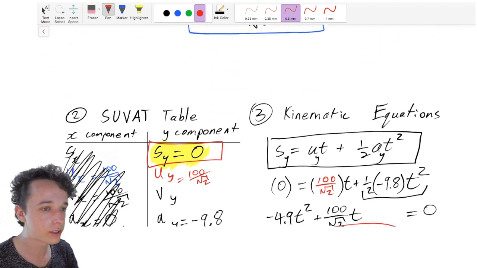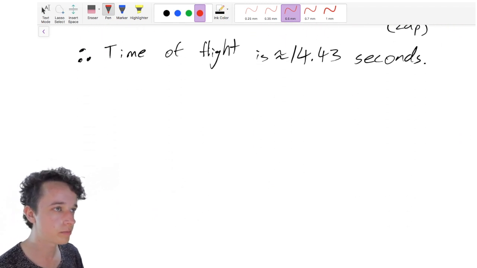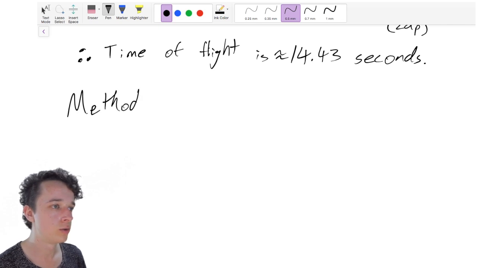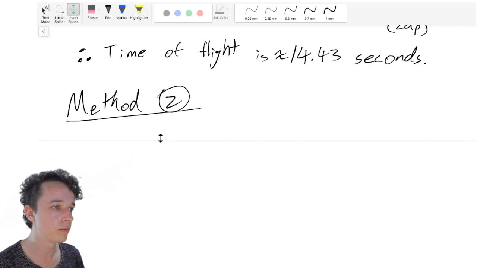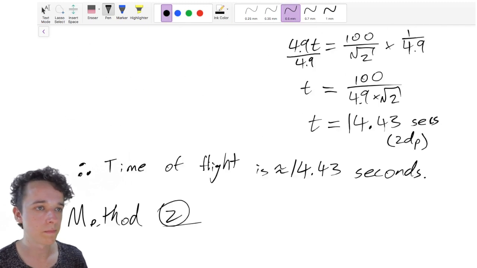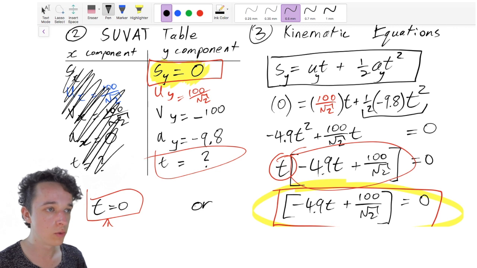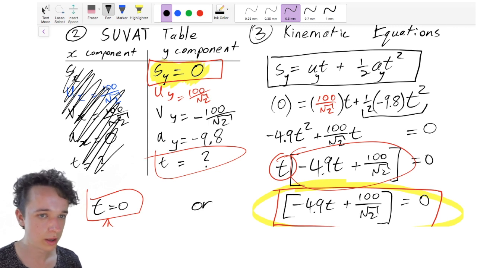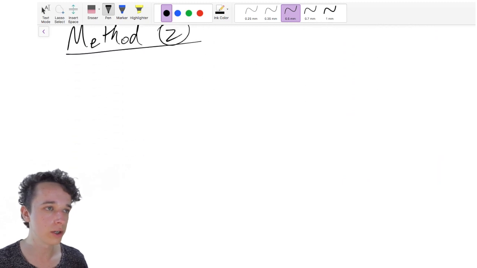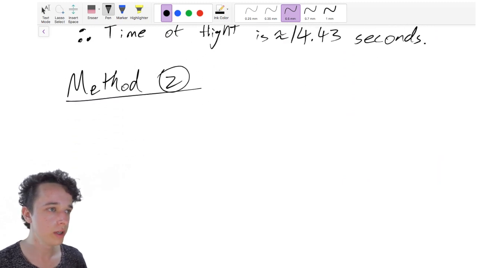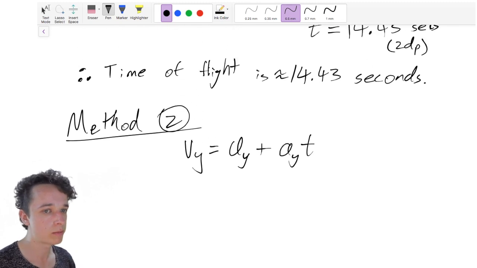So I would avoid using this, but just so that you know, this is method 2. I'm going to probably need more space here. Okay, this is method 2. So what do we know now? We know that Vy is negative of uy, so negative 100 over root 2. And now we can use the kinematic equation V equals U plus AT, and I've put the subscript y there.